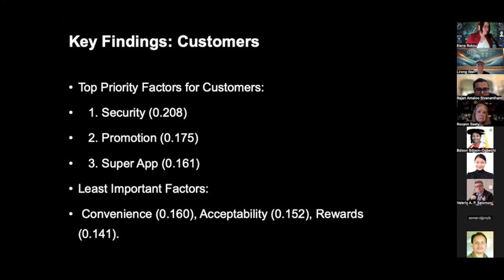This analysis of customer preference revealed three key priorities for e-wallet adoption. Priority number one, security, ranked highest with a priority value of 0.208, showing that customers place significant importance on the safety of their transactions. Priority number two, promotion, came in second at 0.175, emphasizing the value customers see in discounts, cashback, and other incentives. Super app ranked third at 0.161, reflecting the appeal of a versatile application that combines multiple services in one platform. Interestingly, convenience, acceptability, and rewards ranked lower, suggesting that while customers appreciate these features, their priorities lie more in trust and added value over ease of use or loyalty rewards.